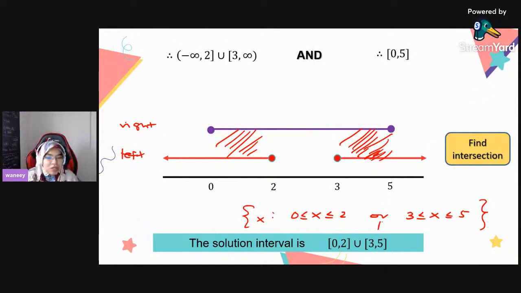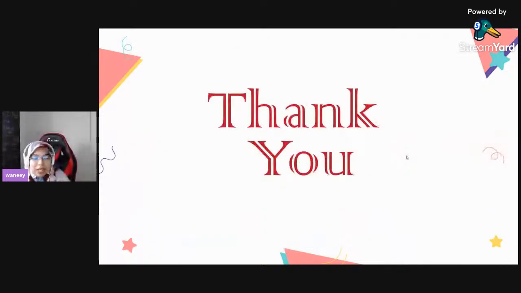Kenapa kita guna or? Sebab dia dua kawasan yang berbeza. N ni adalah perbuatan kita tau. We are looking for intersection. And then since we find out that we actually have two different interval, therefore you should write down or. It means either left hand side or right hand side. So those are my answer. Okay, so I think that's all for absolute value.